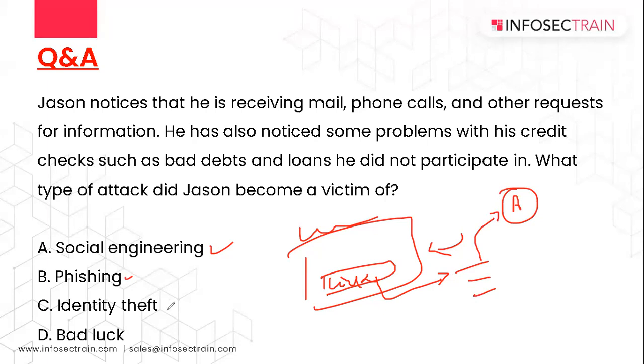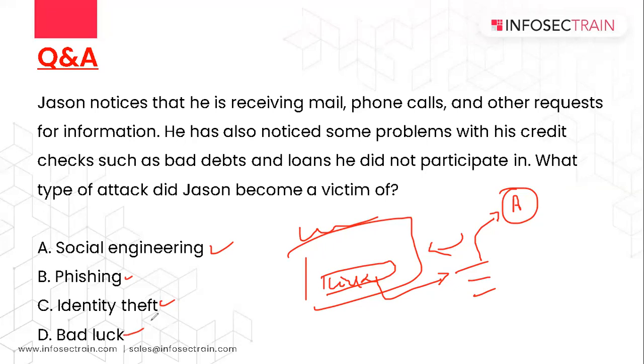Then after this, we have identity theft. In identity theft, the attacker steals the PII, the personally identifiable information of the victim, and then pretends to be him. That is identity theft. After this, we have bad luck, option D.